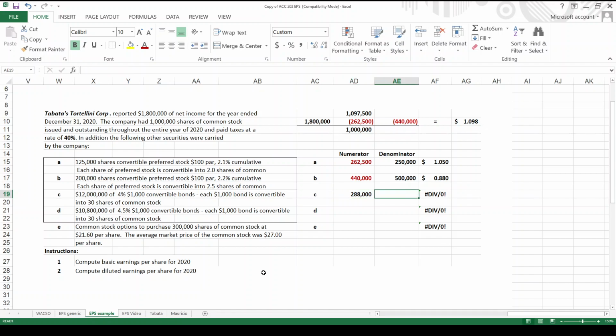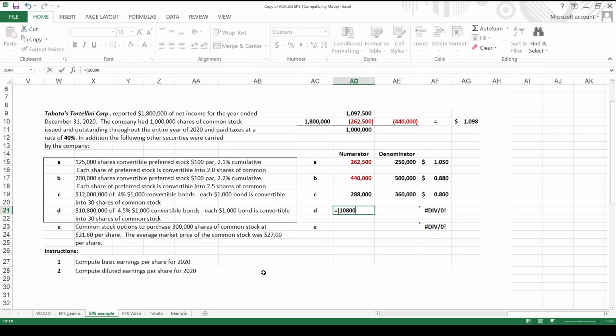But now we got new shares. How many new shares? 12,000 bonds times 30 shares per bond. 360,000 comes out to 80 cents. Looks like that's going to put a hurting on our EPS. Let's try letter D. What do we have?